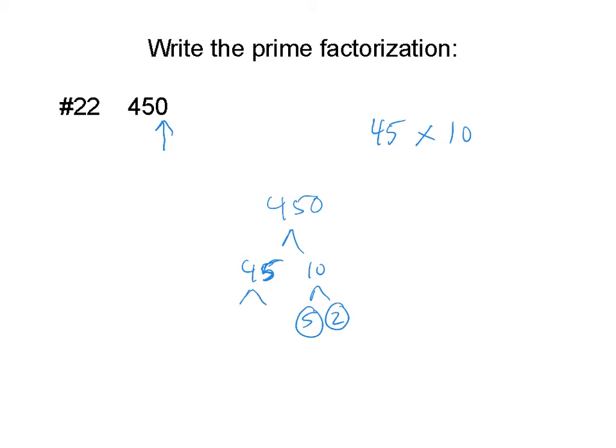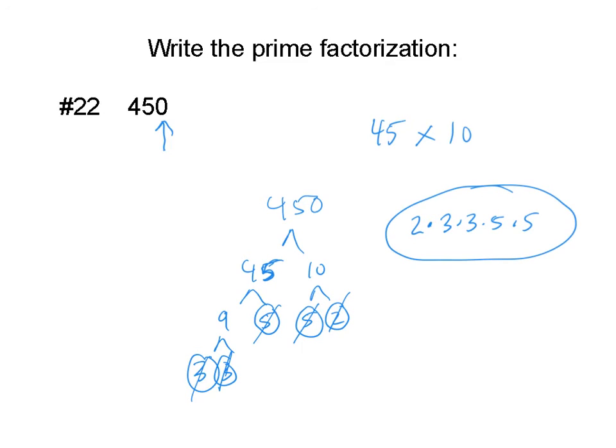How about 45? Can you think of 2 numbers that multiply together to give us that? I can think of 9 and 5, and 5 is done. And then 9 is 3 and 3, isn't it? So remember to put them in order, right? We got 2, okay, times 3 times 3, times 5 times 5, right? And there we go. There's the prime factorization of 450.